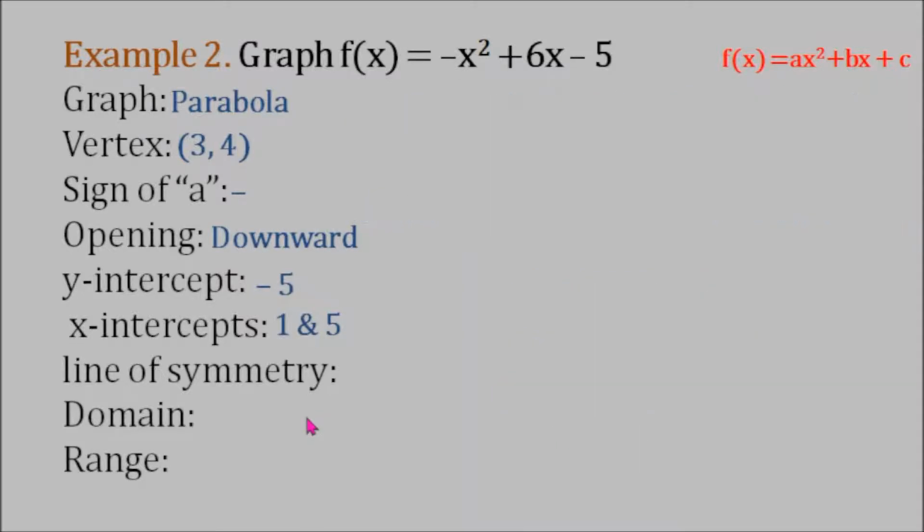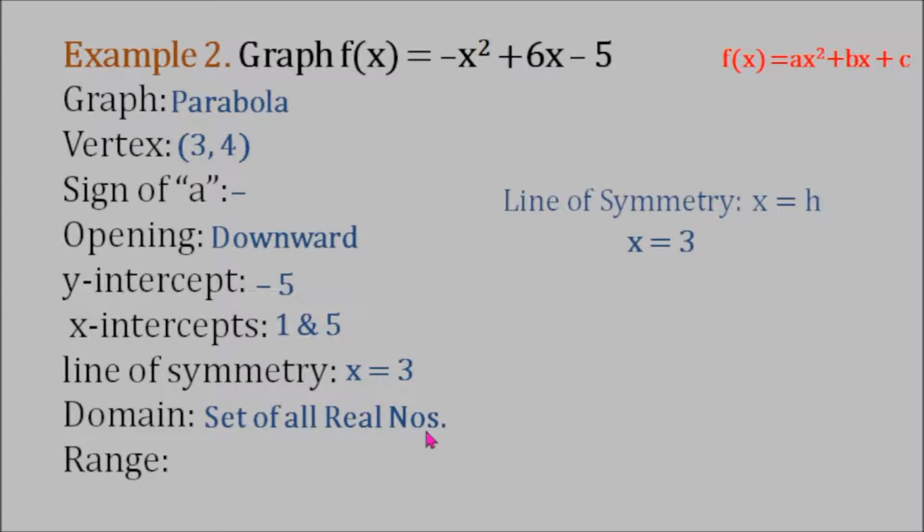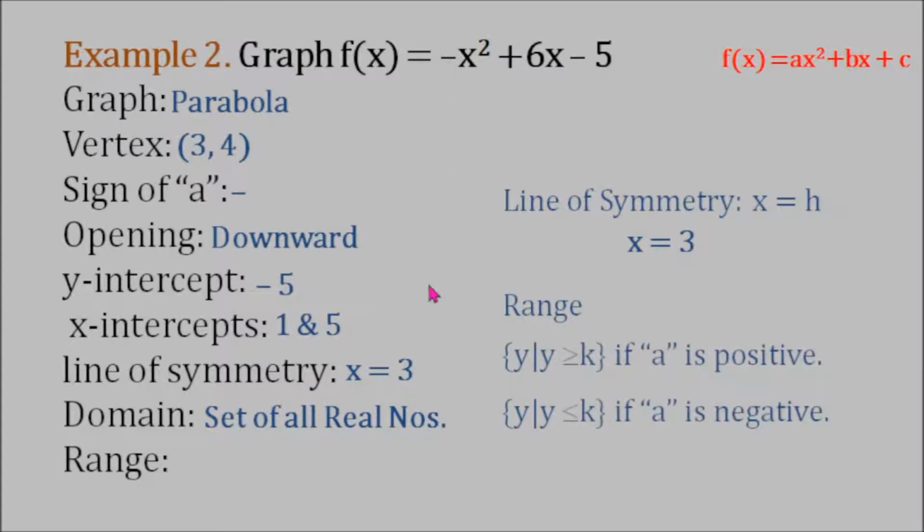How about our line of symmetry? Our line of symmetry has the equation x equals h. So h here is 3, so that means it's x equals 3. Again, the domain of our U-shaped graph or parabola is the set of all real numbers. How about the range? So our a here is negative, so that means our range is the set of all real numbers y such that y is less than or equal to k, which is 4.